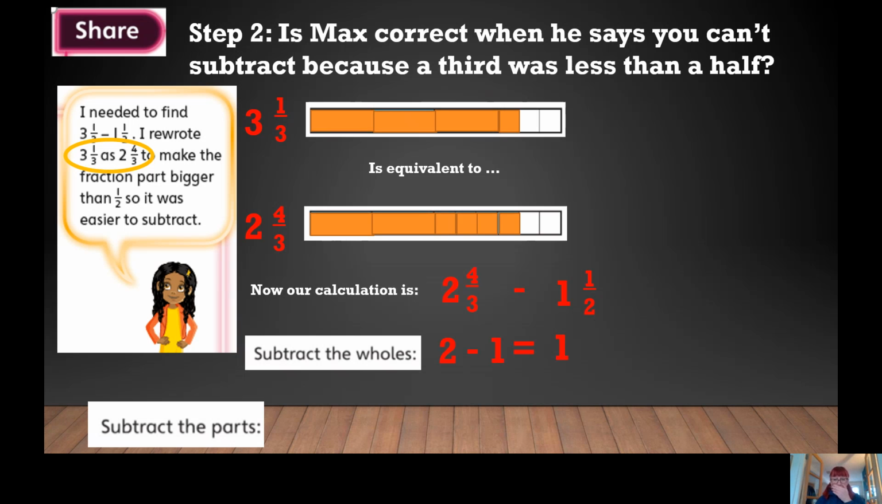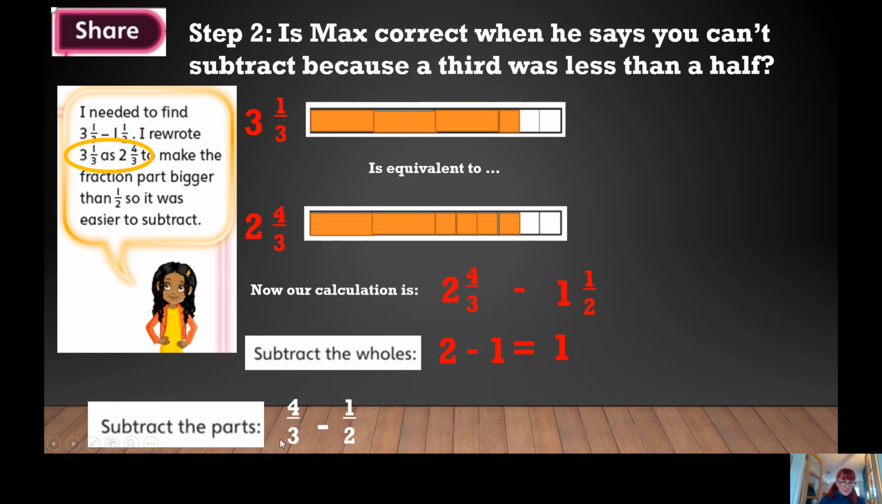Now we're dealing with the parts, and we've got the equivalent to 3 1/3, 2 4/3. So we've got to sort the 4/3 and subtract a half from it. So 4/3 subtract our half. But of course, we've got a problem, and the problem is the denominators are not the same. So we need to find a common denominator.